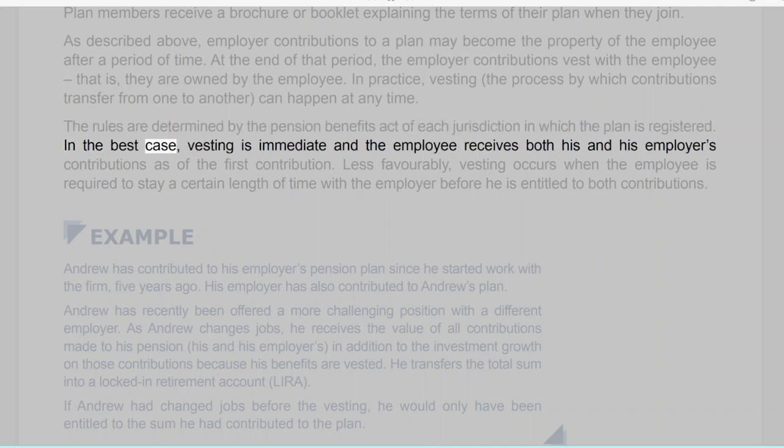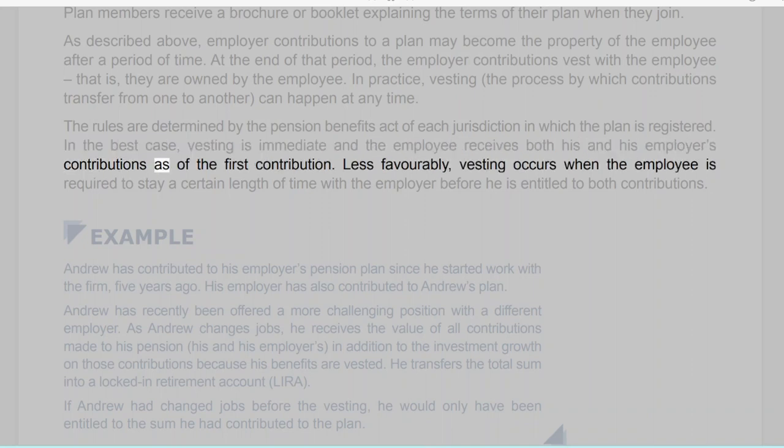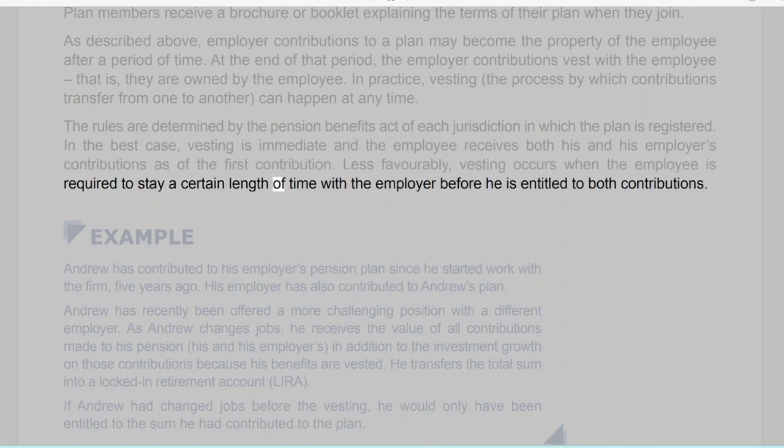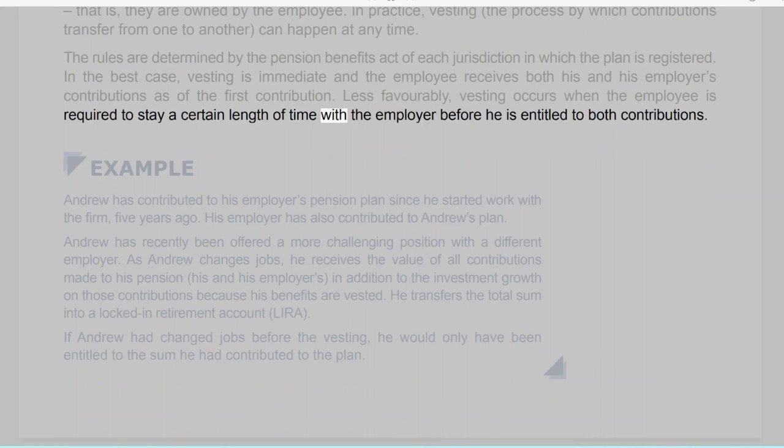In the best case, vesting is immediate and the employee receives both his and his employer's contributions as of the first contribution. Less favorably, vesting occurs when the employee is required to stay a certain length of time with the employer before he is entitled to both contributions.